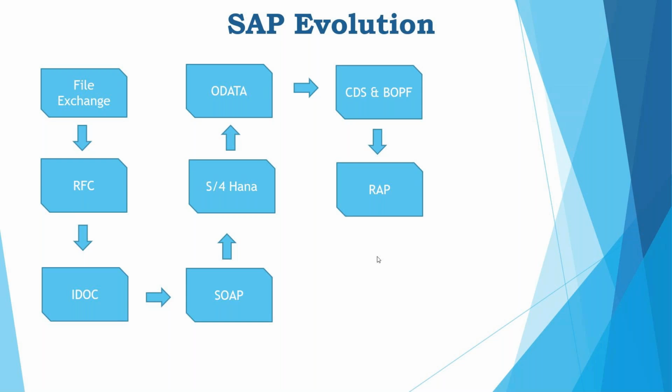Okay, the next is called ABAP OData. Whenever you develop an ABAP OData, you are going to expose the data in the OData protocol. OData stands for the Open Data Protocol. It is a protocol where you are exposing your data.